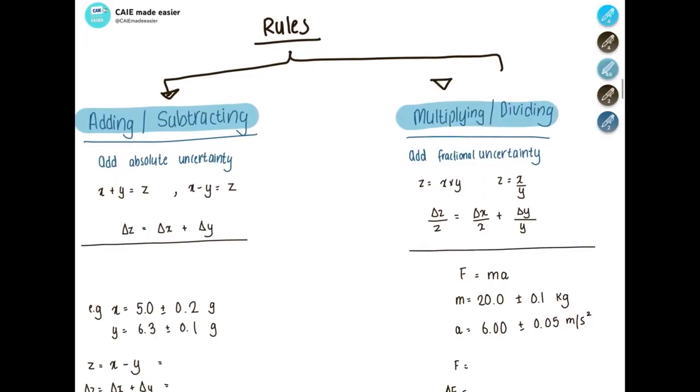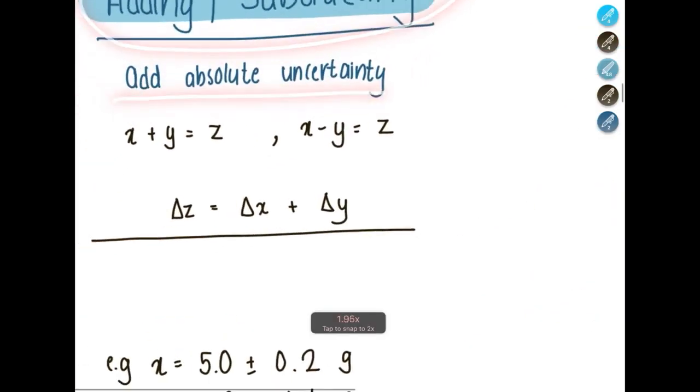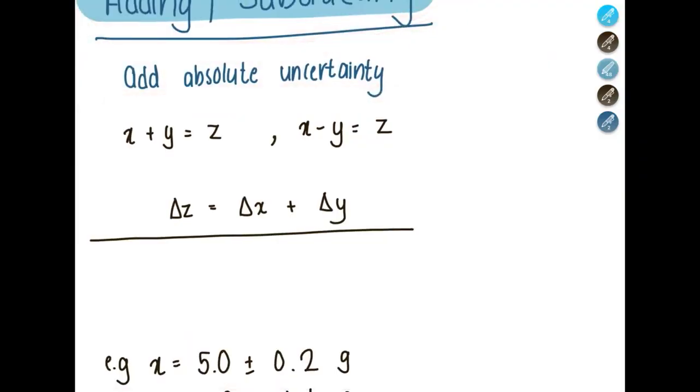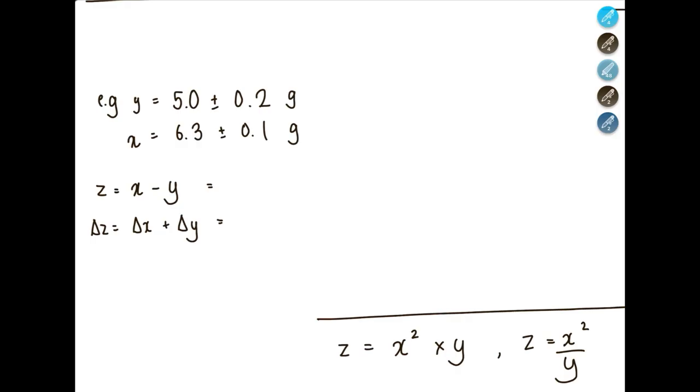Now, there are specific rules that you should know. If you're adding or subtracting, just add the absolute uncertainties. For example, if your equation is x plus y equals z or x minus y equals z, just add these absolute uncertainties to find the uncertainty of z. Here we have an example, and the equation is z equals x minus y. You're supposed to find the uncertainty of z.